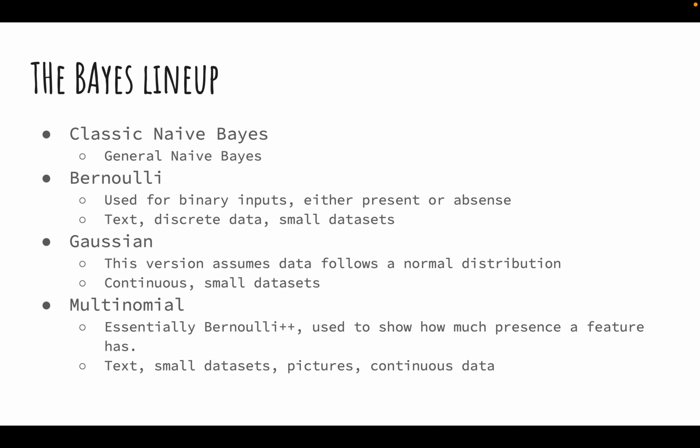There's something called multinomial, which is essentially Bernoulli, but it shows how much presence a feature has. So it can sometimes outperform Bernoulli in certain situations. Like if a text document only has one mention of bird, Bernoulli will probably classify that properly because it probably isn't about birds. But if the word bird shows up 37 times, 41 times, there's a good chance that that text is about birds. So this is good for text, small data sets, pictures, and continuous data.